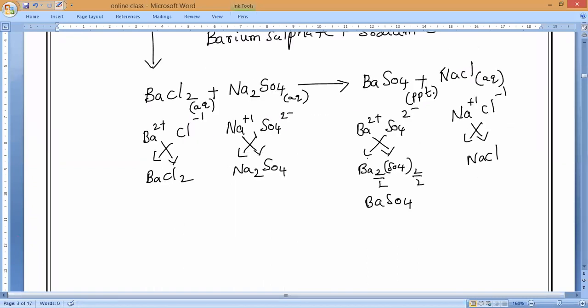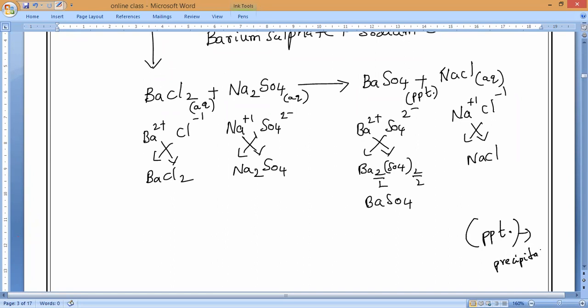So how can we represent PPT? PPT, precipitate dot, if you write it, it is indicating precipitation. Understand, everyone? Precipitate. Okay?